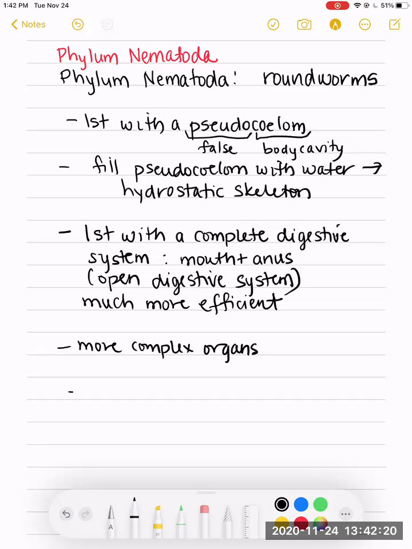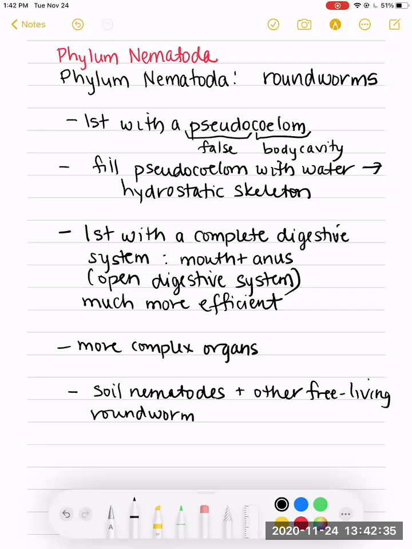So again, this includes the soil nematodes and some other free living examples that are roundworms. It also includes a lot of parasites. And we saw examples of those. The ones that cause elephantiasis, the ones found in pork, including ascaris. So lots of parasites that are roundworms.